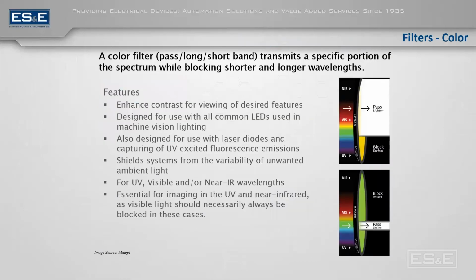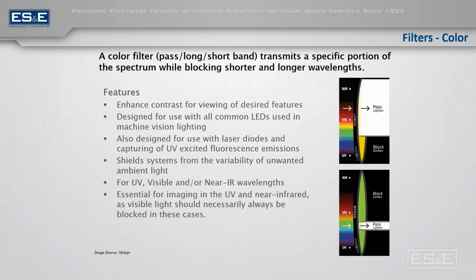So sometimes we will use color filters. These are used on monochrome, black and white cameras, and they have some features to them. If you don't fully need a color camera or the Bayer filter, we can get away with using these bandpass filters, which enhance the contrast for the view. They're designed for use with all the common LEDs used in machine vision lighting, with laser diodes, and with UV excited fluorescent emissions. They shield systems from the variability of unwanted ambient lighting for UV, invisible, and near infrared wavelengths, and they're essential for imaging the UV and near infrared.